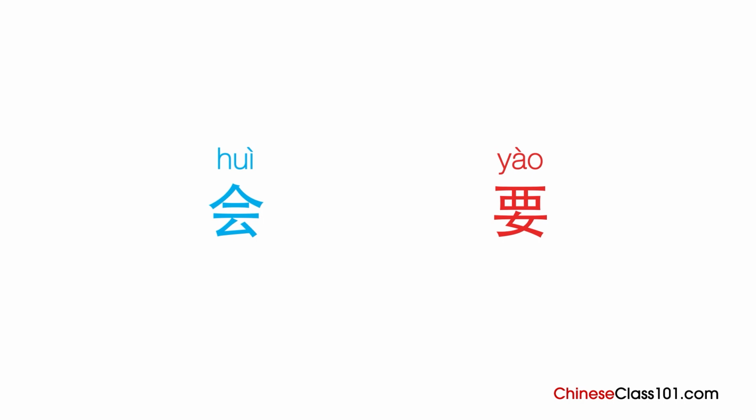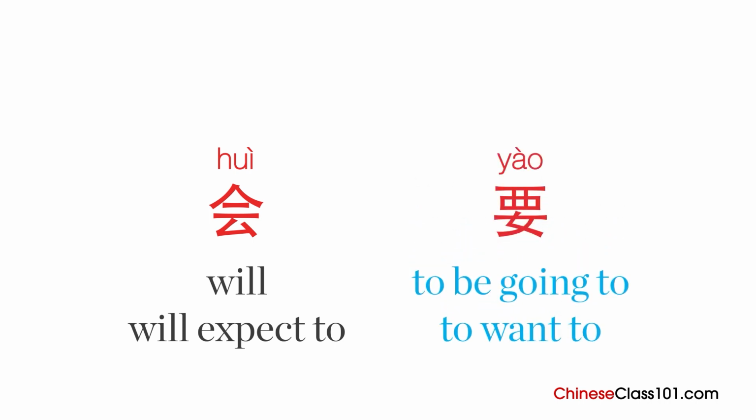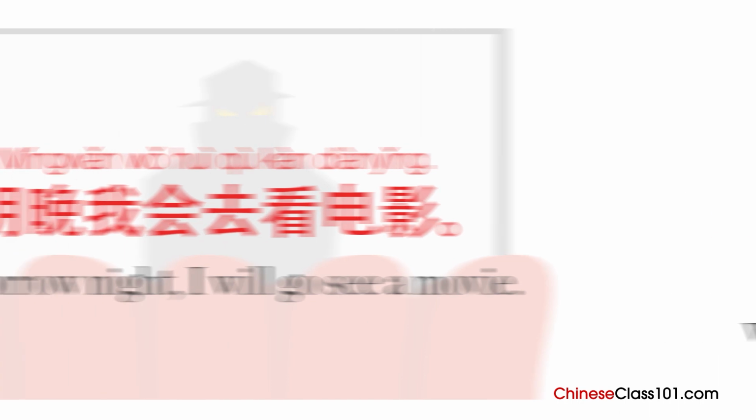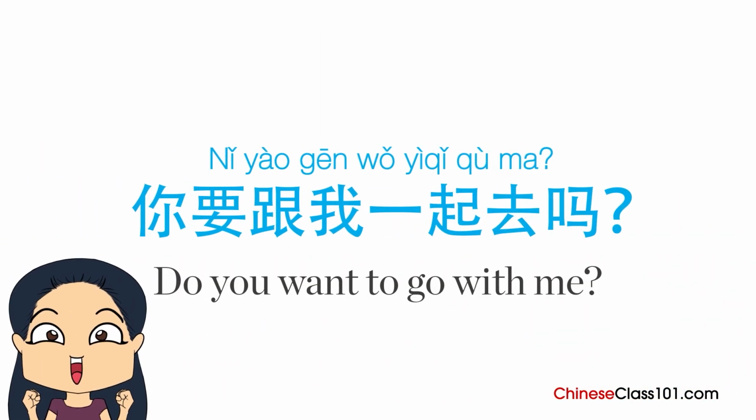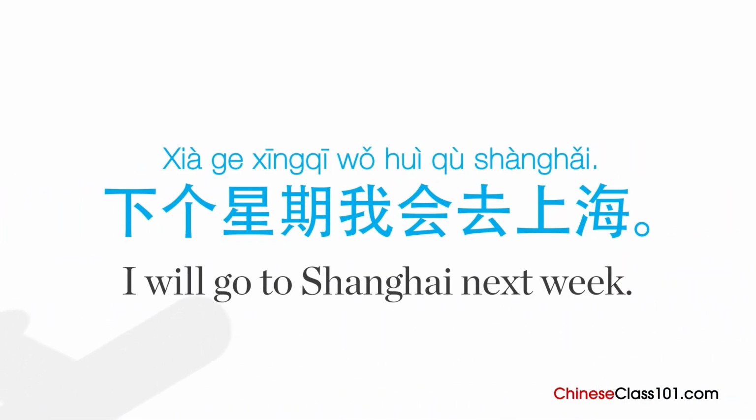会 can be translated as will or will expect to. In comparison, 要 indicates one's intention like to be going to or to want to. Let's look at some examples. 明晚我会去看电影。Tomorrow night, I will go see a movie. 你要跟我一起去吗? Do you want to go with me? 下个星期我会去上海。I will go to Shanghai next week.